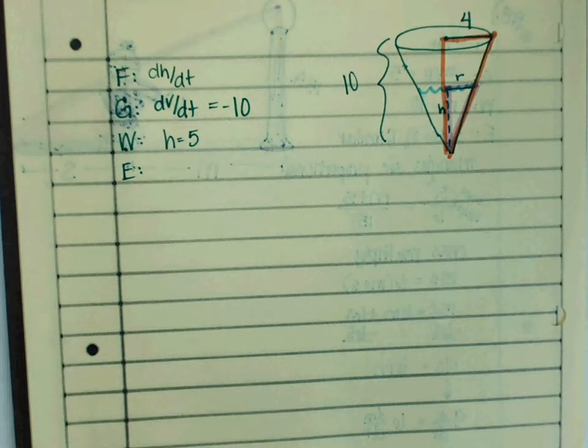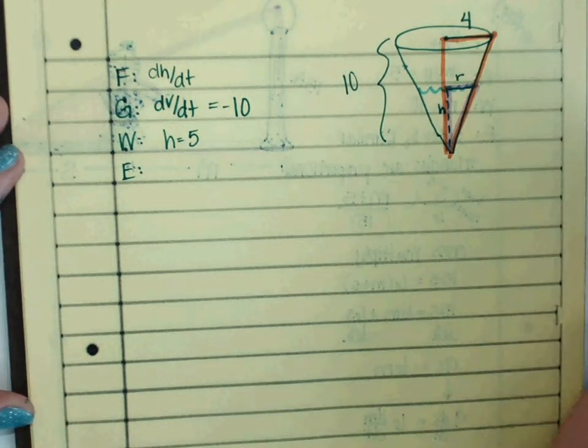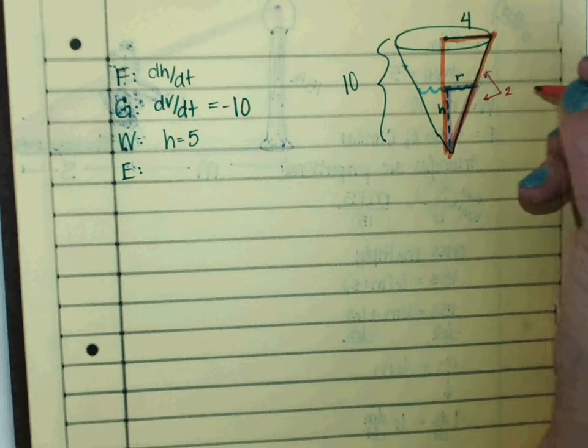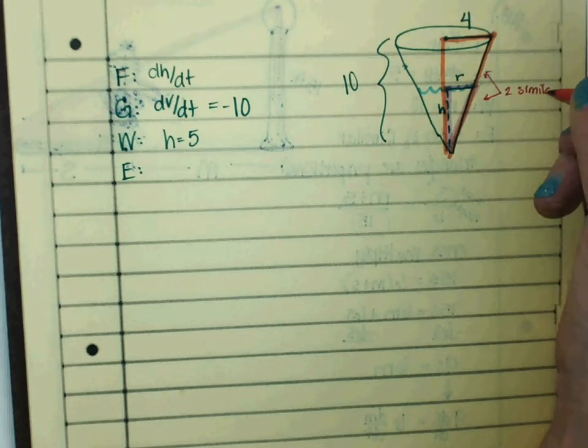Remember, what am I allowed to write when I have proportional triangles? A ratio or proportion. Okay? So keep in mind that I have 2 similar triangles. We'll come back to that in a second.